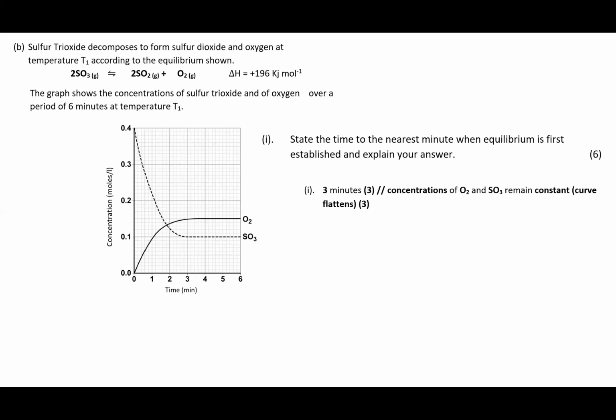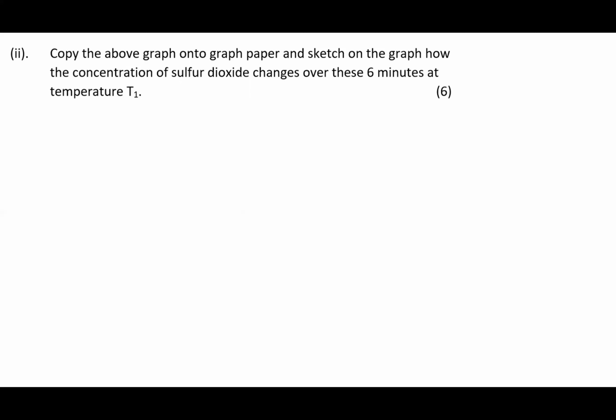State the time to the nearest minute when equilibrium is first established and explain your answer. So the time is 3 minutes, because this is where the concentrations of O2 and SO3 remain constant, or you could also say that the curve flattens out at this point. So 3 marks there by 2, giving you 6 marks. Now, copy the above graph onto graph paper and sketch on the graph how the concentration of sulfur dioxide changes over these 6 minutes at temperature T1.